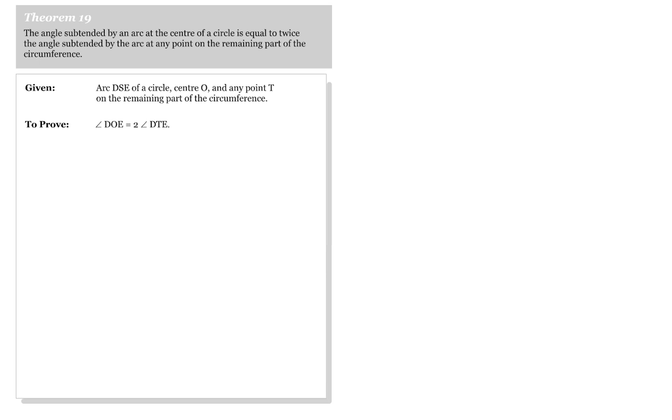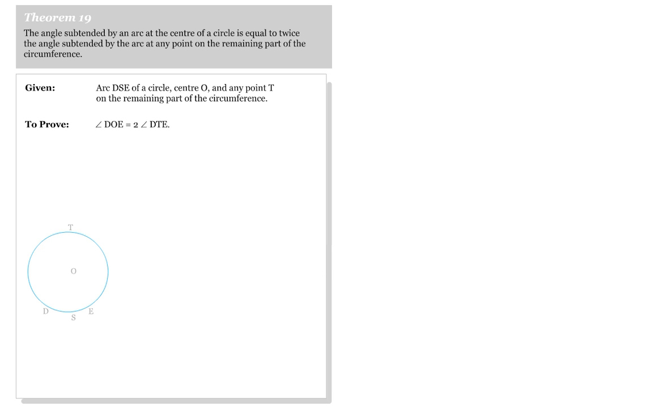Theorem 19. Theorem 19 states that the angle subtended by an arc at the centre of a circle is equal to twice the angle subtended by the arc at any point on the remaining part of the circumference. Suppose we are given a circle, centre O, with an arc DSE of the circle, and any point T on the remaining part of the circle.